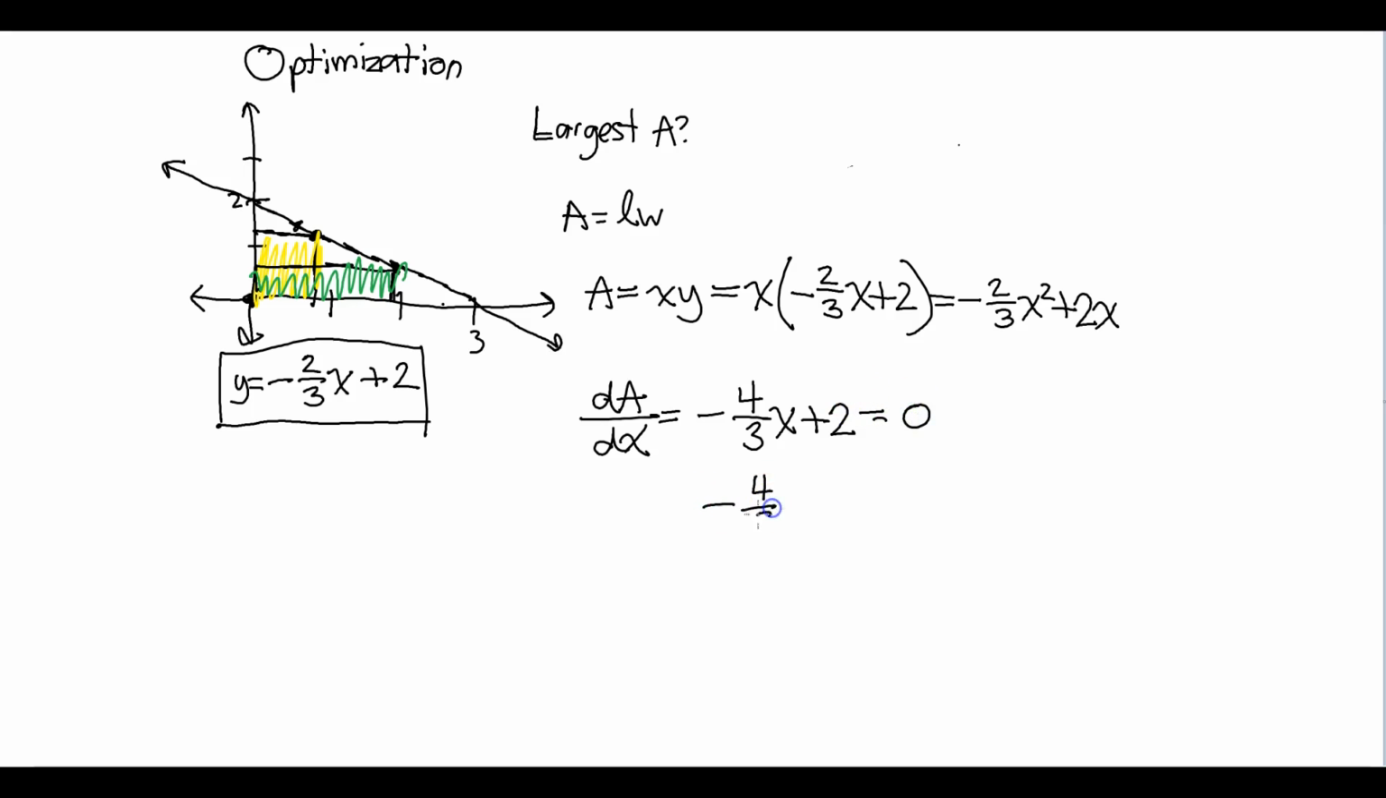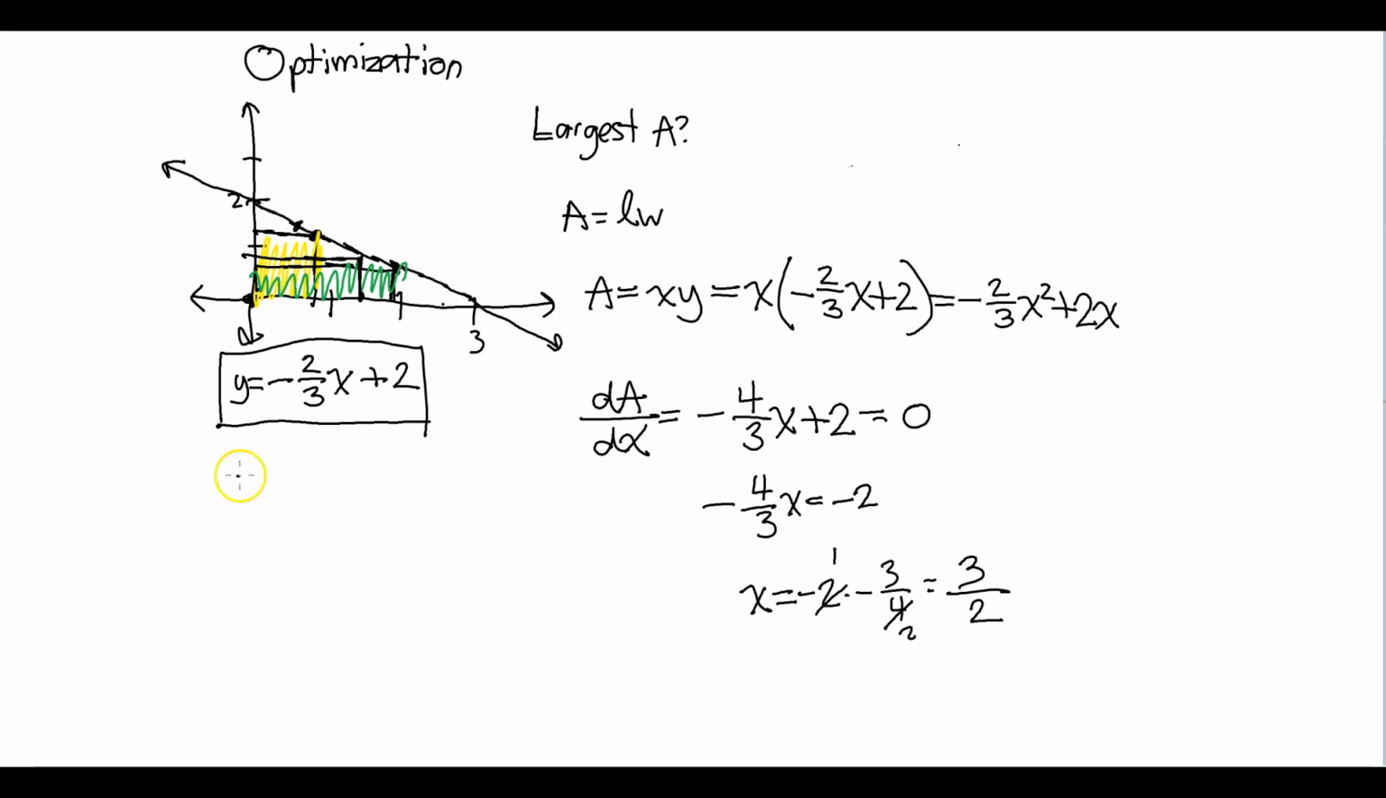So you have negative 4/3 x equals negative 2. And if we multiply by negative 3/4, you'll get 3/2. Okay? So we have our x value as 3/2. So it'll be about here. This will be our rectangle of the largest possible area.